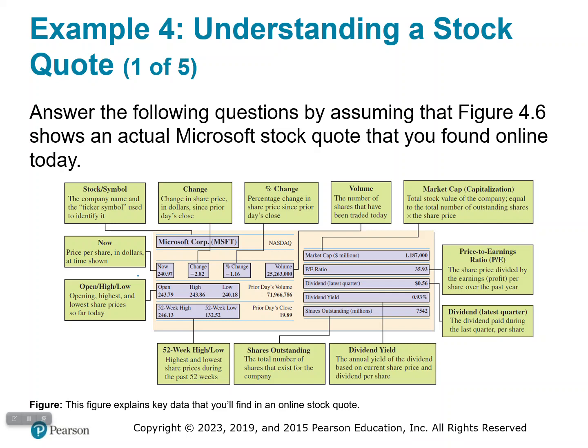It tells us the change. It tells us the price per share at the time that this was shown. It tells us how it opened, the highest during the day, the lowest during the day, so you can kind of see where it went. Over the past week, over the past year, how high has it been? How low has it gone? So we're at the pretty close to the high for the last year.